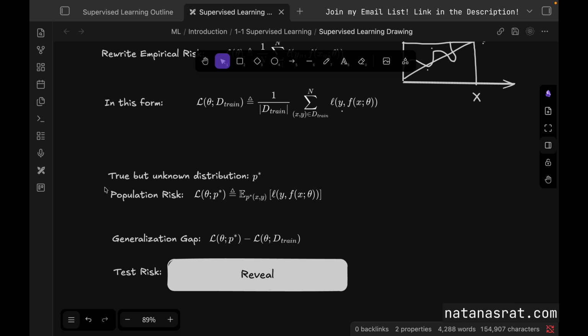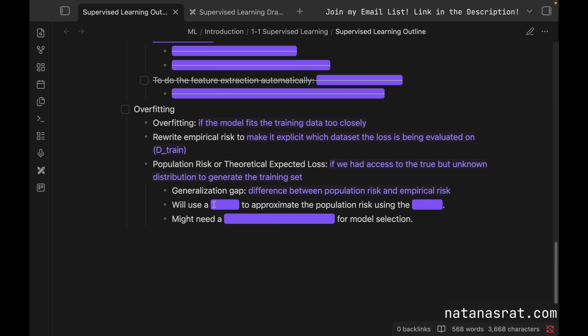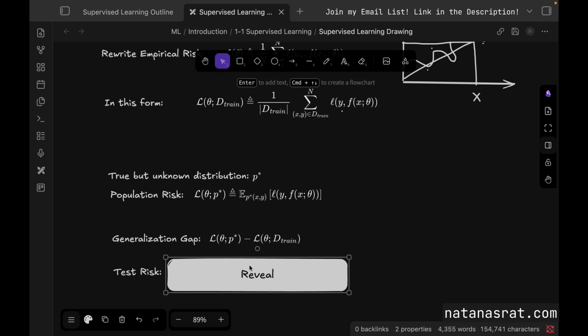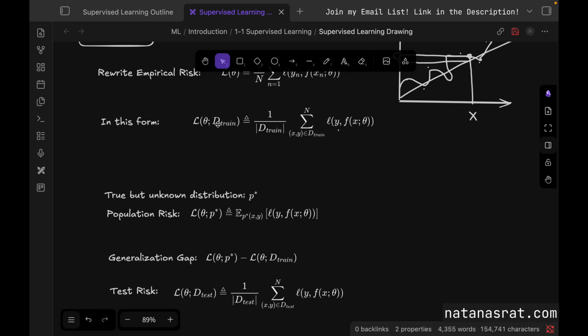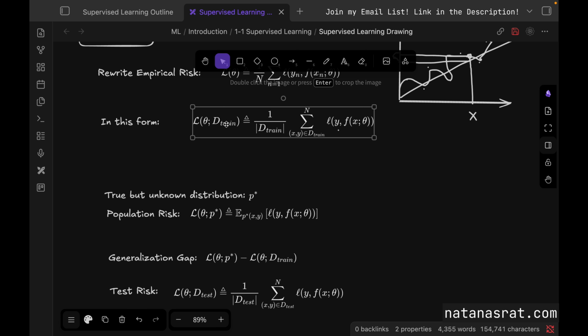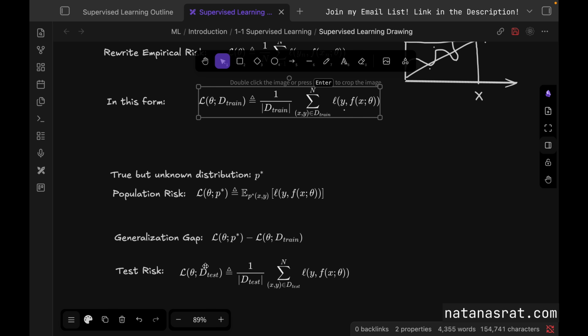But the problem is we don't have the unknown distribution, so we cannot get the population risk. That's why we will use a test set to approximate the population risk using the test risk. That we do by partitioning the dataset. So earlier here we made it explicit that we're using D train, which is the partition for training. Then we will have a partition for test, and we will do the loss on that. We're going to see how different our model is for unseen data.